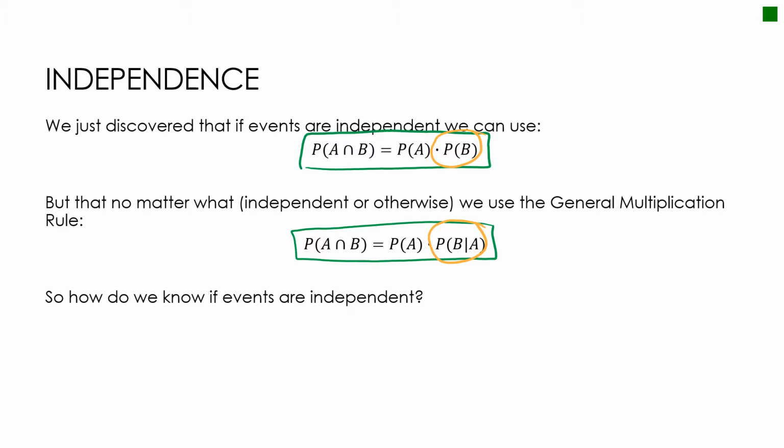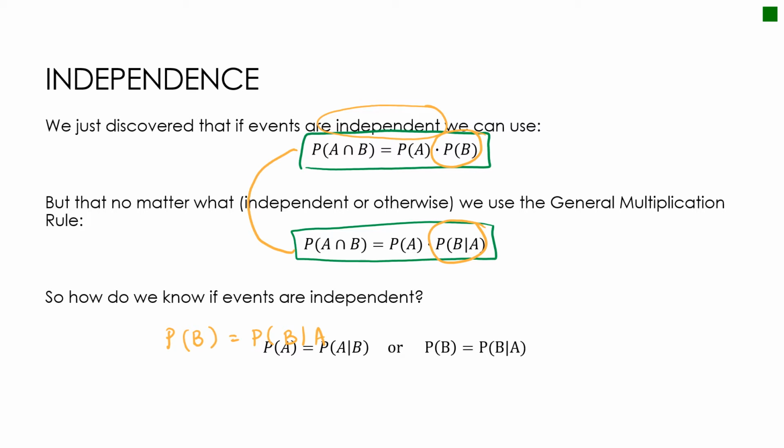So how would I know two events are independent? Well, if the probability here and here are the same, then wouldn't it make sense that they're independent, because this only works for independent events? So mathematically, that's saying if the probability of B is the same as the probability of B given A, then events are independent.